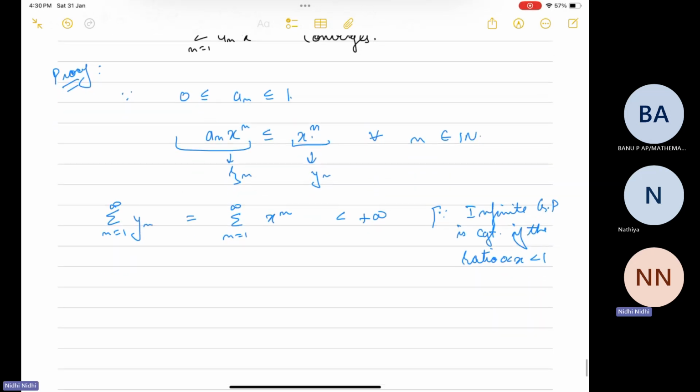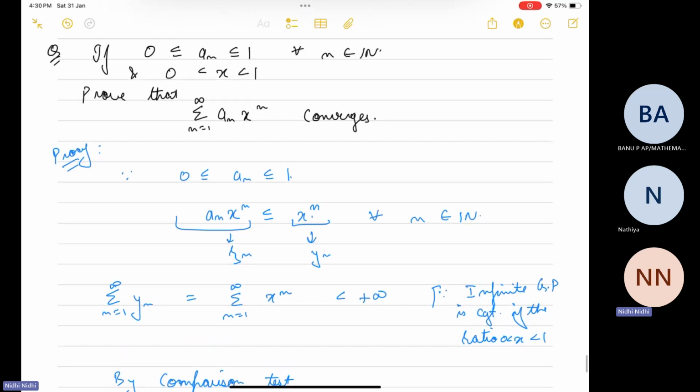Now, since the series corresponding to the larger sequence is convergent, by comparison test, if you just look back into your notes, if you had made notes, the series summation Zn is convergent, or summation an x to the power n converges. That's what we needed to show. I hope this is fine.